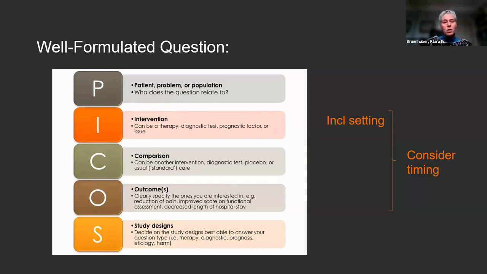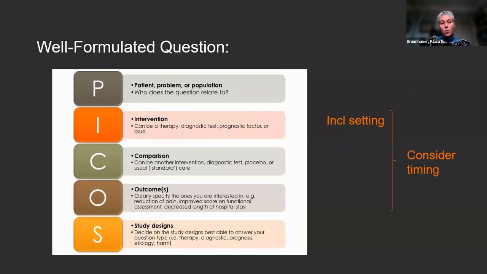Outcomes, very important to specify the ones that really matter to not only you as a researcher, but also to patients, for example, who are participating in the study. And then this particular acronym has the S at the end to indicate that you also need to think about what study designs you want to include in your systematic review. So what study designs would have been relevant in terms of the primary research?